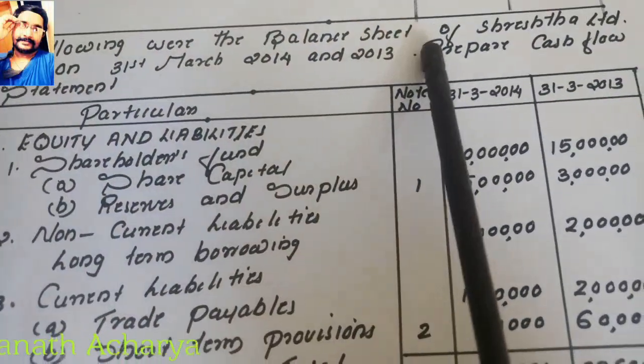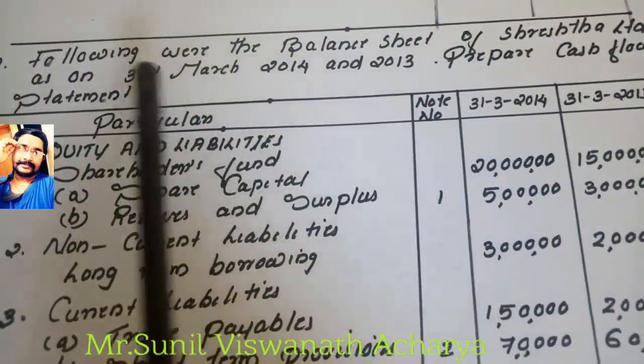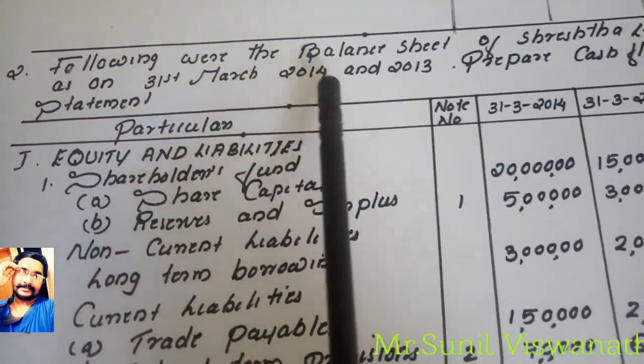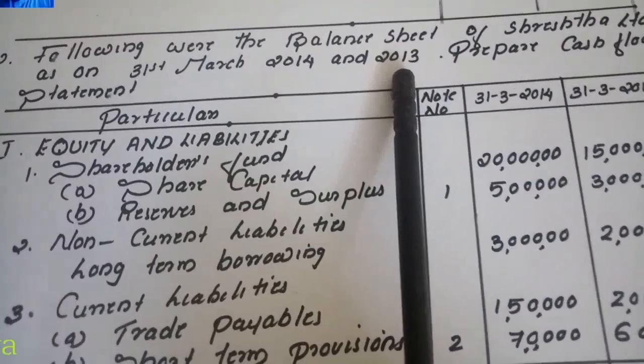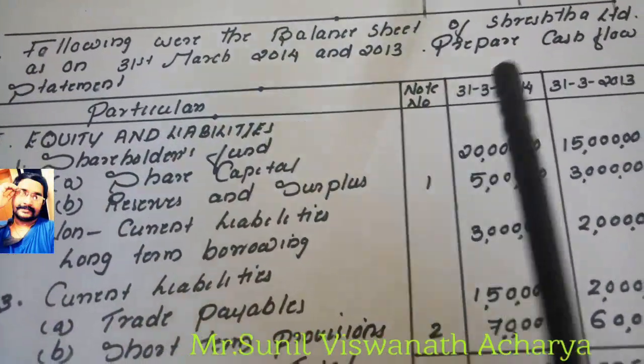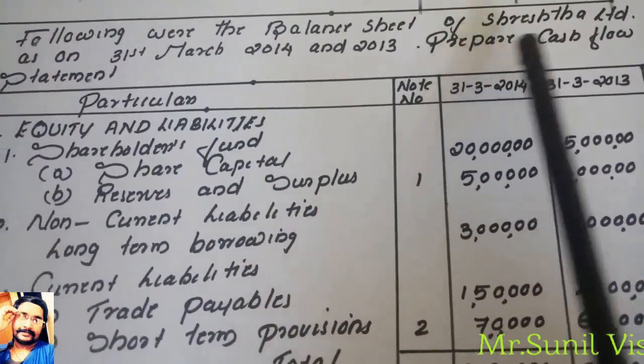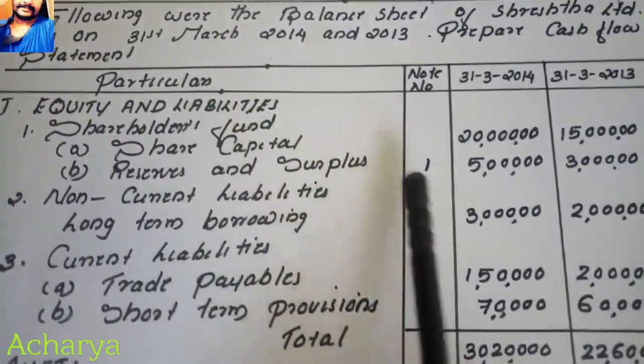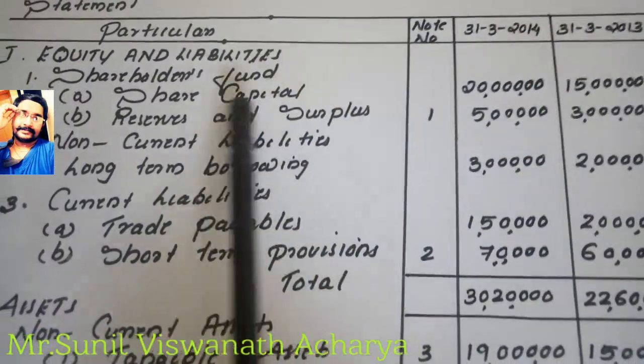Following were the balance sheets of Shrestha Limited as on 31st March 2014 and 2013. So Shrestha Limited company's 2 years balance sheet is given. What they are asking is to prepare a cash flow statement. We can go through the balance sheet first.